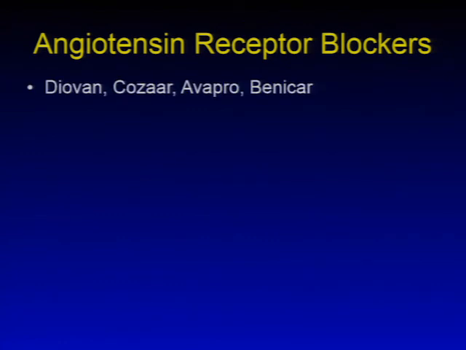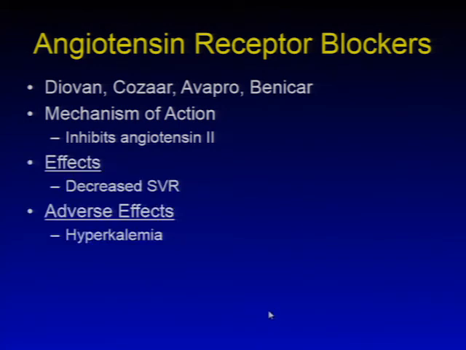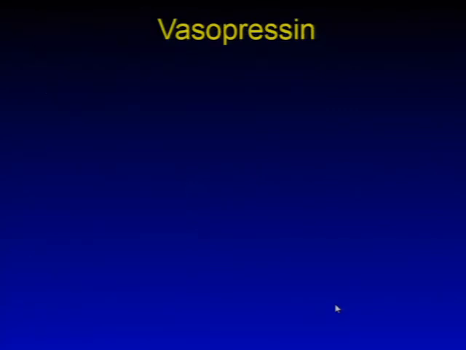And then the last drug class is angiotensin receptor blockers. These are a newer class of drugs aimed at inhibiting angiotensin II. I've listed some of the brand names. This leads to a decrease in systemic vascular resistance as well, though there are multiple adverse effects, including hyperkalemia. The use is primarily for patients who cannot tolerate ACE inhibitors.